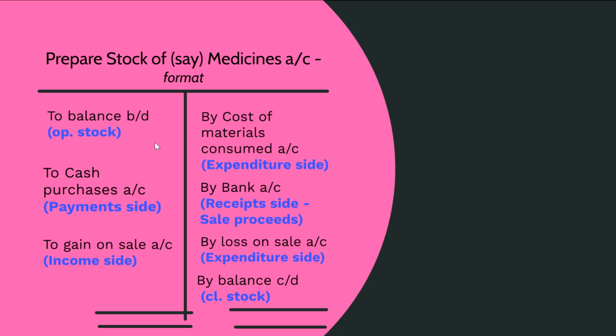On the debit side, to balance brought down being the opening stock, to cash purchases for payment made for purchases. Any gain on sale is also debited to the account. Receipts from sale proceeds of the medicines will be credited as by bank. Any loss on sale of medicines will be credited as by loss on sale. And on the credit side, the last entry is by balance carried down for the closing stock of medicines. And the balancing figure will be the cost of medicines consumed, which has to be taken to the expenditure side of the income and expenditure account.